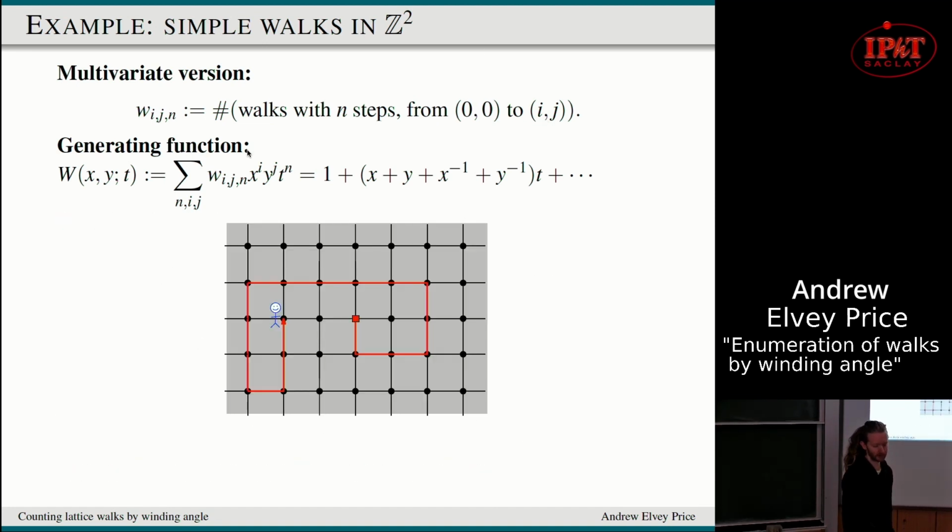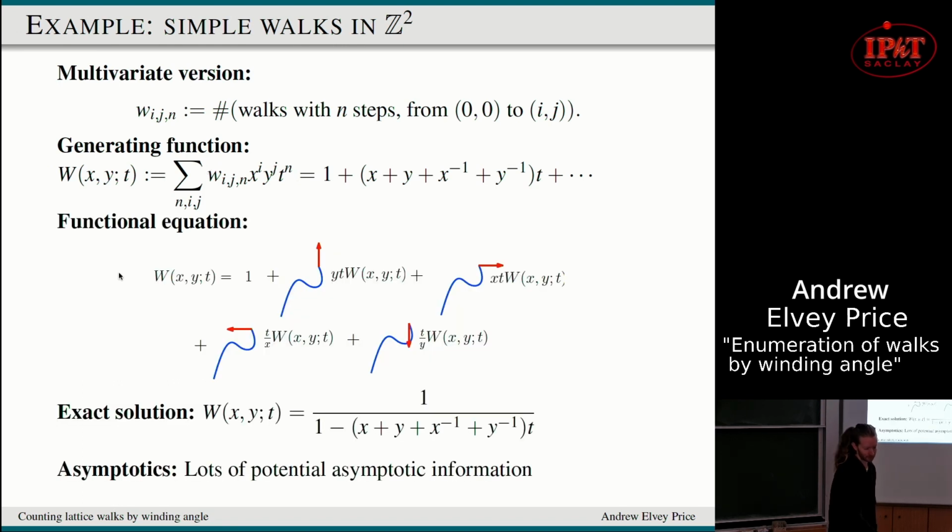And so then we can write a generating function, which is the sum of Wij(n), where we now have x to the power of i, y to the j, and t to the n. So x counting the final x coordinate, y with the information of the final y coordinate, and t still counting the length. Okay, so again, we can get a functional equation.